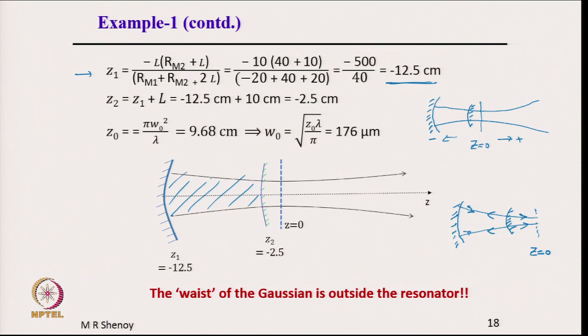So, inside it is going back and forth here, but the beam which is coming out is a converging beam, which has the smallest spot size or the waist outside the resonator. There are many applications where such resonators are useful, because you need the smallest size of the Gaussian, and that can be obtained outside if you choose one concave mirror and one convex mirror.